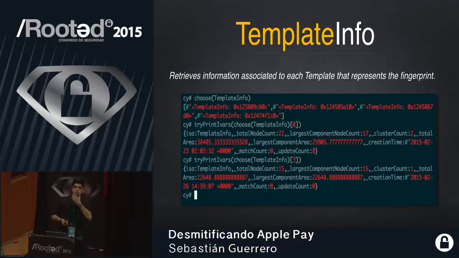Template info. Template info has several fields. Some are public fields, compiling additional information regarding the fingerprint, how many times the fingerprint was used, and you have this sloppy thing, which is the encrypted part of the fingerprint with this topology.